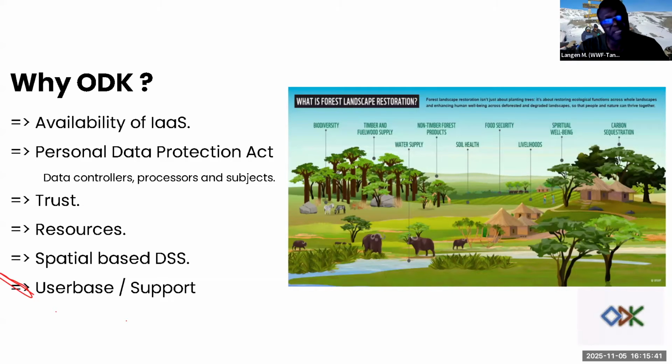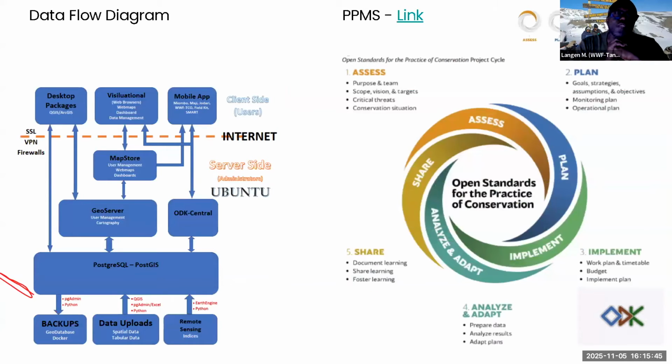The ODK is so big that you can rely on this software. On WWF, for example, why we selected the ODK, there was a discussion, and this is the flow diagram we have within WWF. Looking at what the project management system is saying that I showed earlier, we will go to Miradi. Most of the time we do plan, implement, analyze, share, and access.